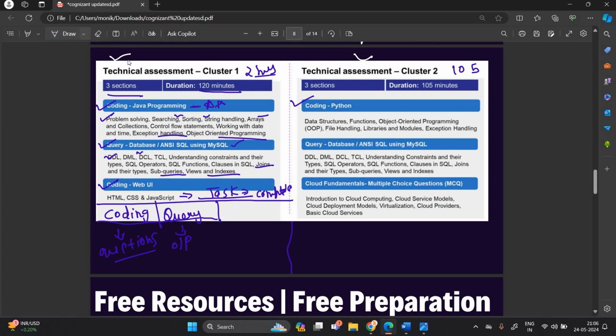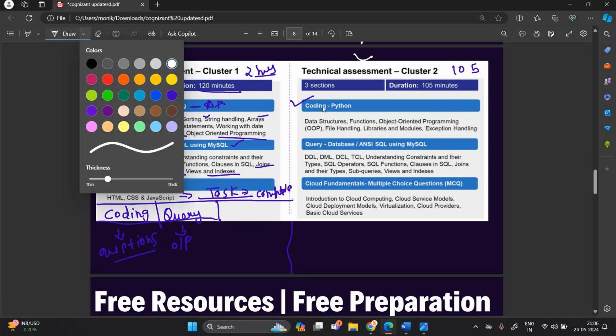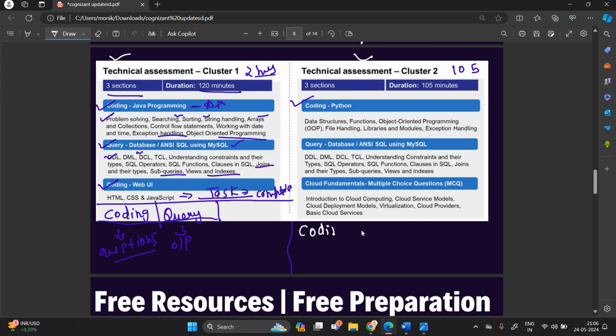Let's discuss the technical assessment cluster 2. Basically in cluster 2 there is coding in Python. Next is related to query, database, ANSI SQL using MySQL. The third thing is cloud fundamentals, which is MCQ. In the cloud MCQ, the topics are introduction to cloud, cloud service models, virtualization, cloud providers, basic cloud services.